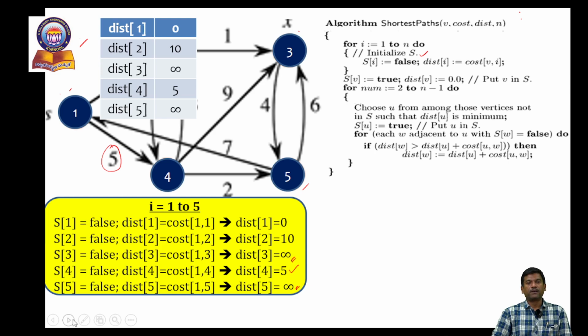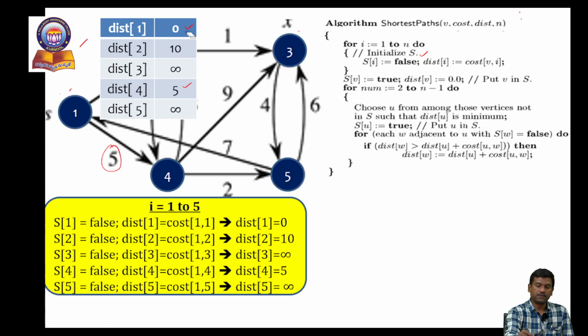So far, we have found the values of the distances. That is, distance of 1 equal to 0. The same thing has been represented in the tabular column. Distance of 1 equal to 0, distance of 2 equal to 0, distance of 3 is equal to infinity, distance of 4 equal to 5, and so on. Distance of 5 equal to infinity.